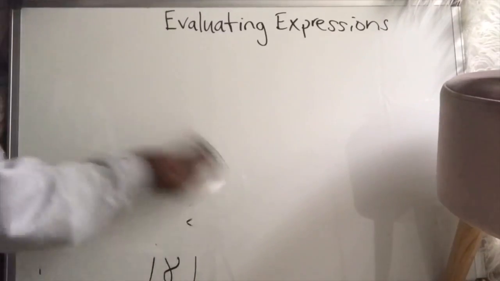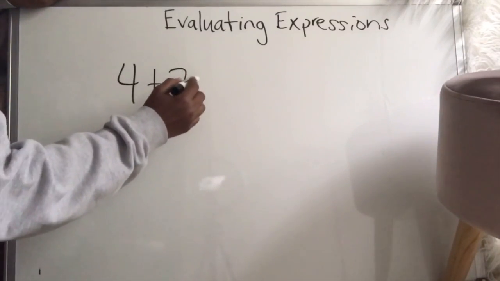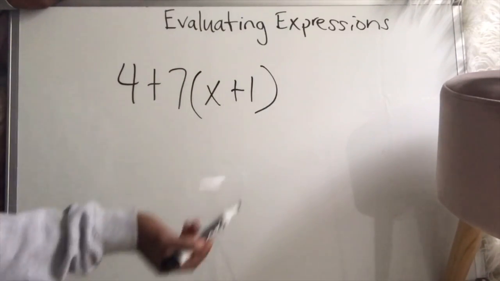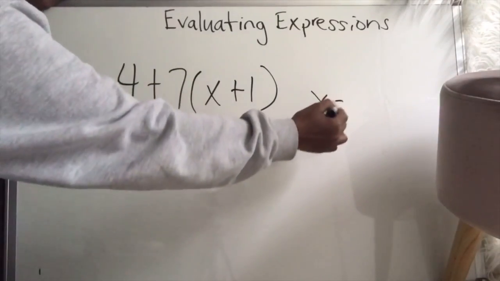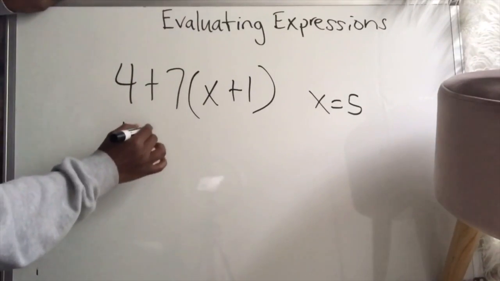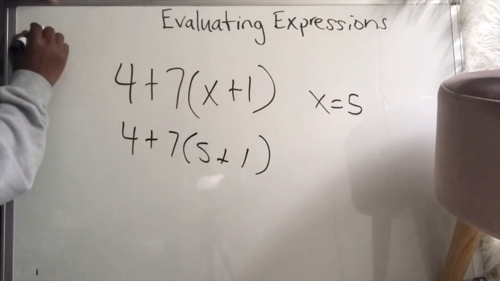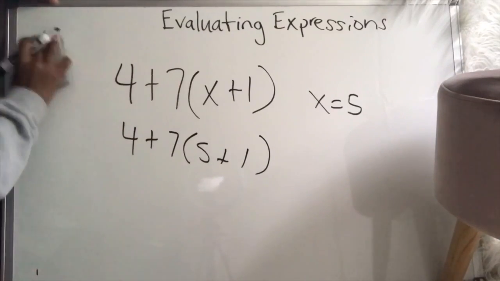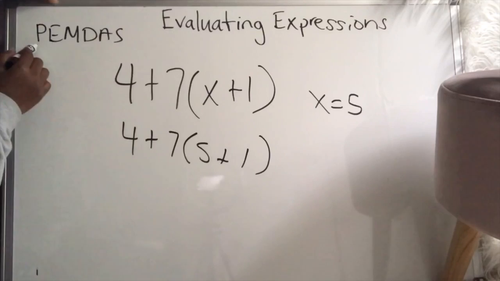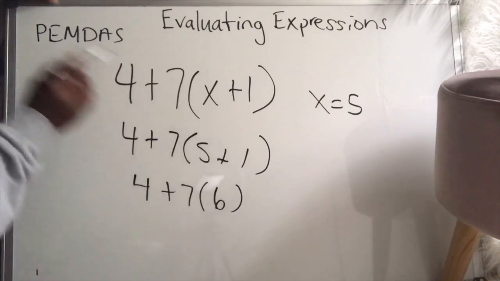Let's try another one. 4 plus 7 times x plus 1. Alright, and x is 5. We know that we have to replace, so I like to do this: I replace it, 4 plus 7 times 5 plus 1. Then I write my PEMDAS on the side so I can make sure that I'm following the order of operations. Parentheses, I do. So 5 plus 1 is 6.